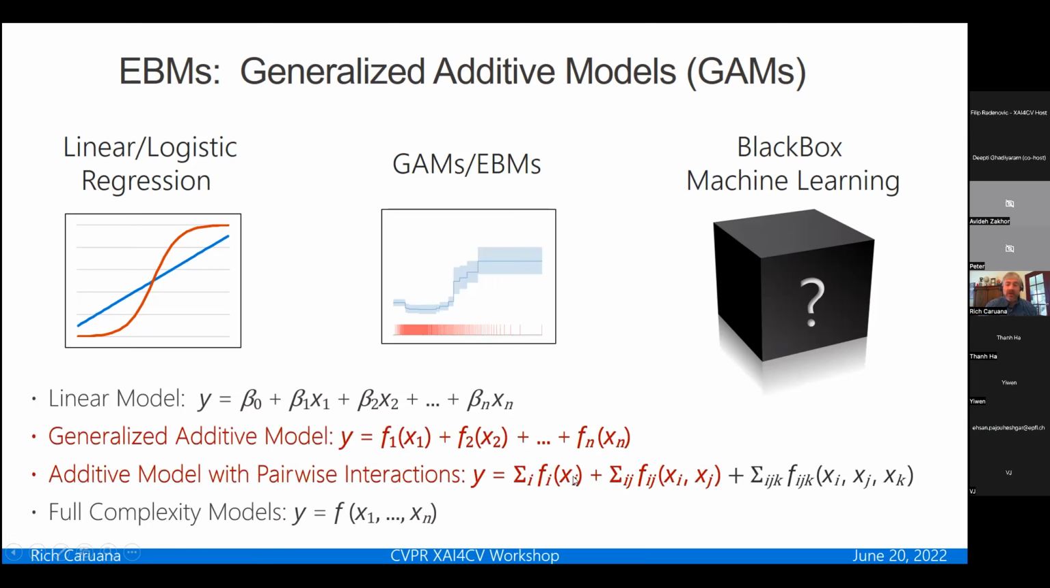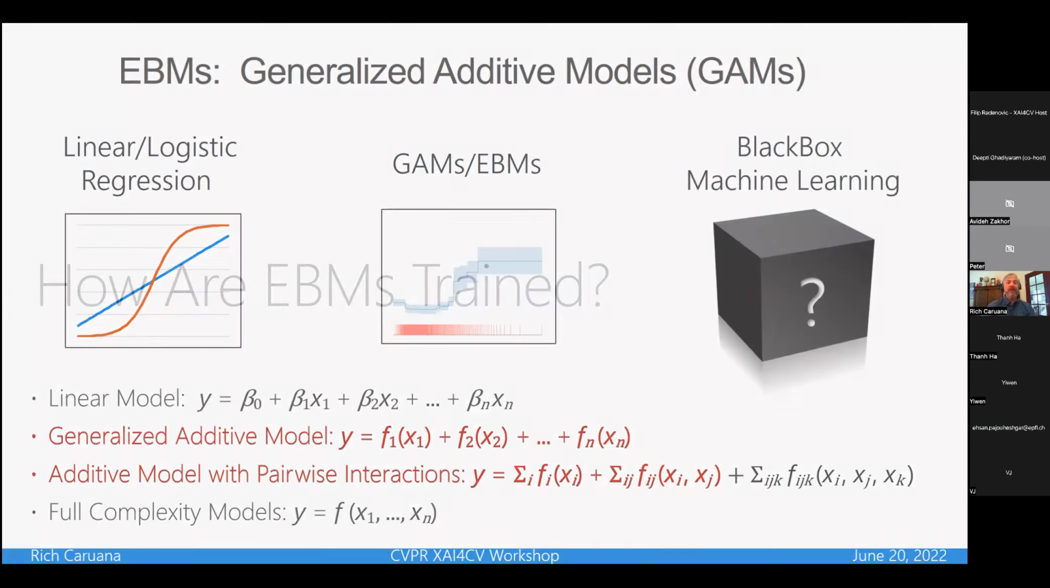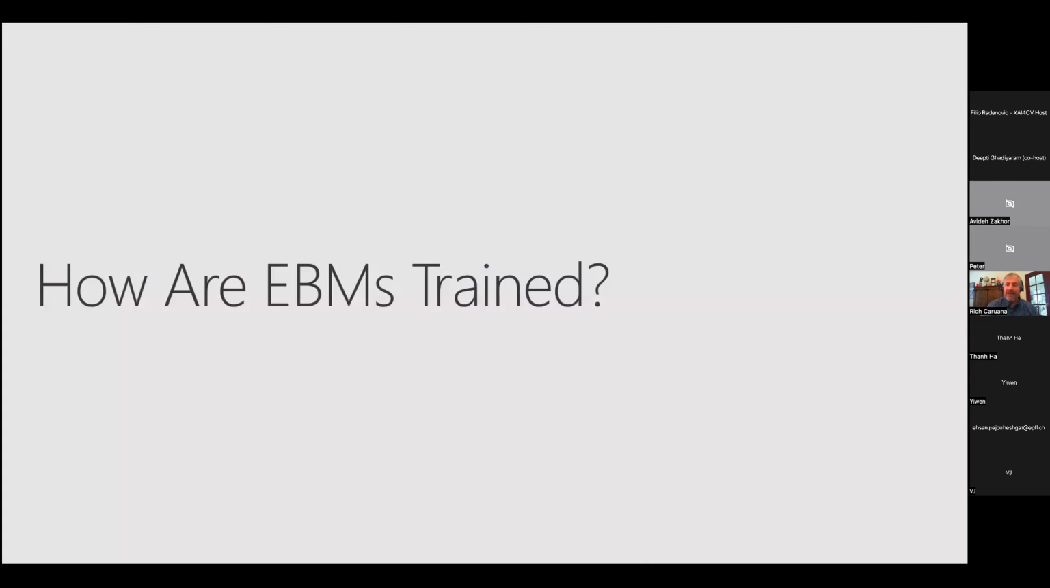And then the surprise is that if you do this really carefully, if you do it very, very well, you can get the accuracy of this model class on most tabular data sets to be equal to the accuracy of black box learning on those same data sets. Let me show you briefly how these EBMs are trained, and then we're going to jump to neural nets.